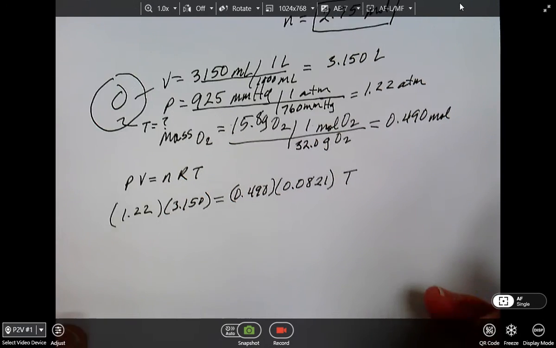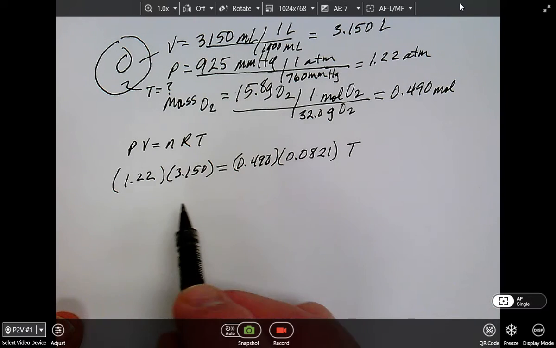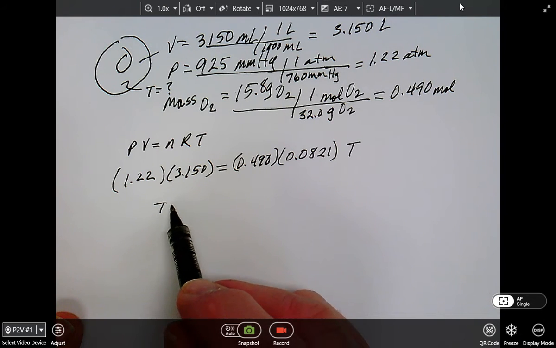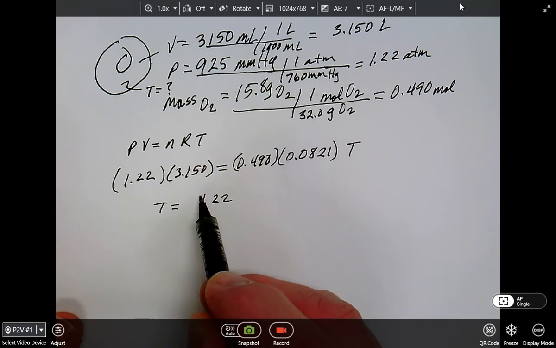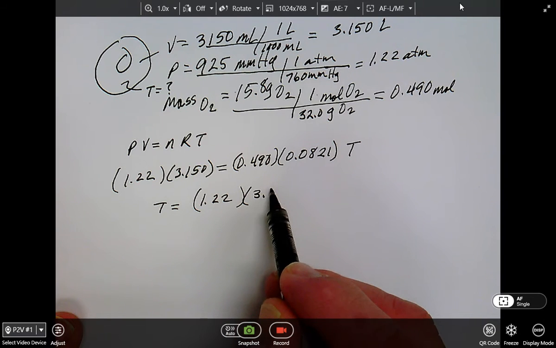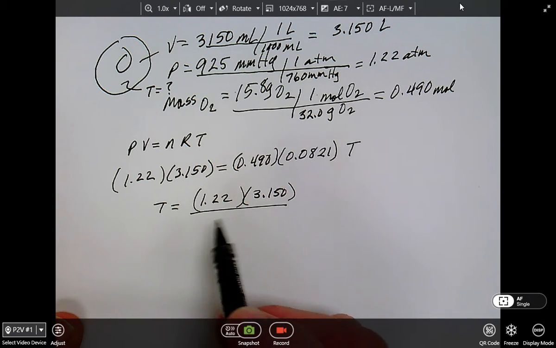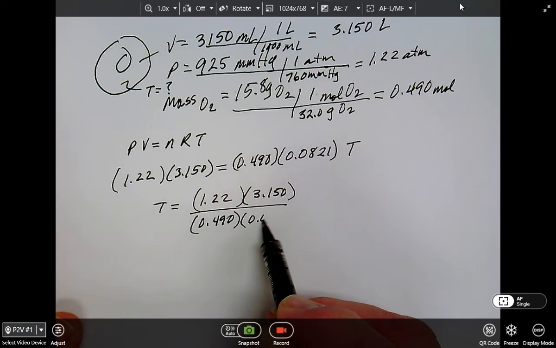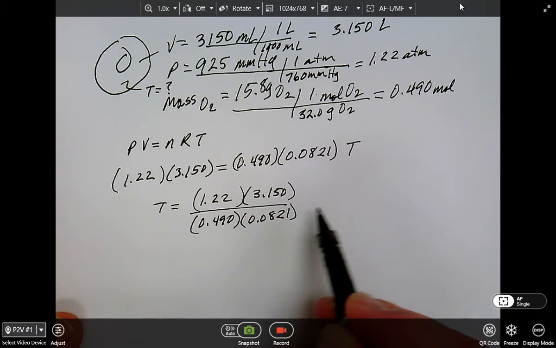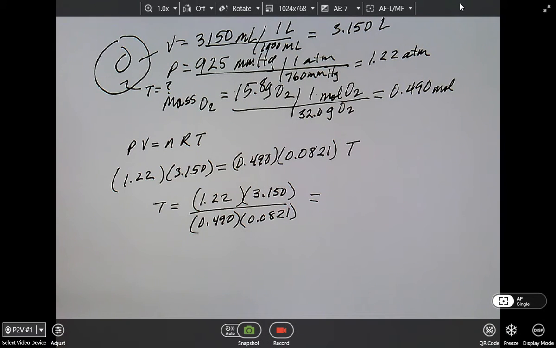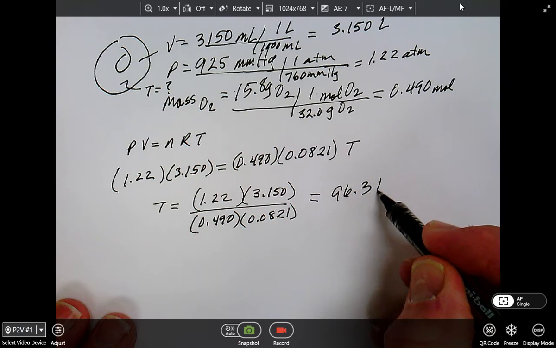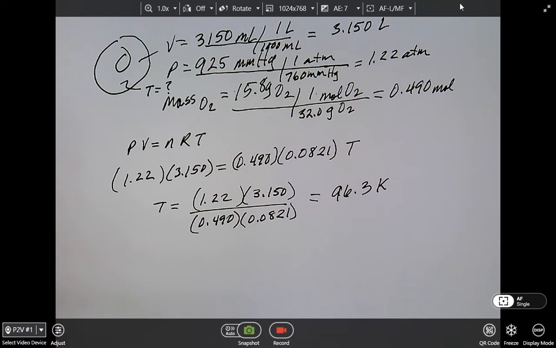Okay, so then what are we going to do? Well, we're going to solve for T. We're going to divide both sides by 0.49 and 0.0821. So that's going to give us T equals 1.22 times 3.150 over 0.490 over 0.0821. So we get our calculator, multiply the top, divide by the bottom, and you should come up with like 96.3 kelvins.